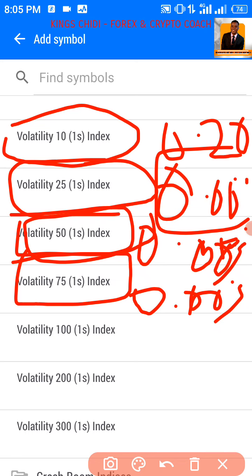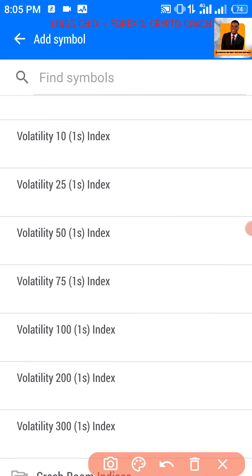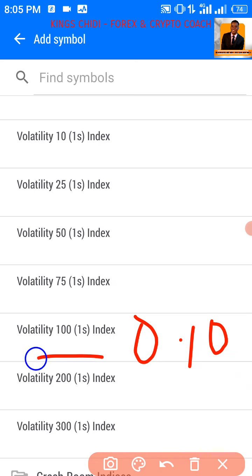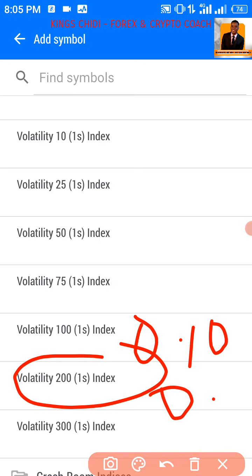So now volatility 101s is kind of also volatile, and I think the lowest lot size is 0.10. Volatility 201x, you can trade it 0.01, I think. 0.01 is the lowest lot size for volatility 200 index.